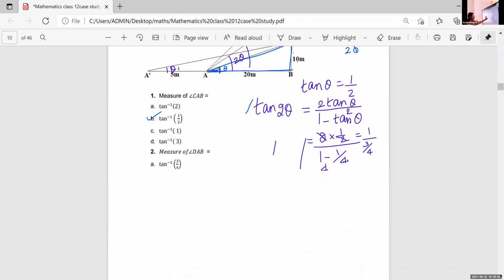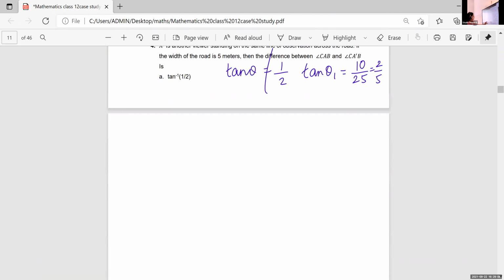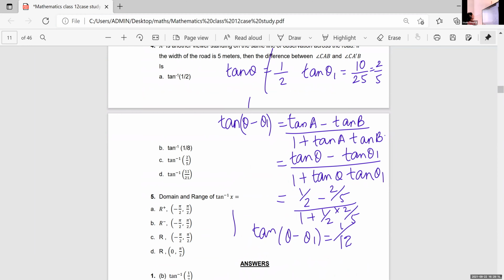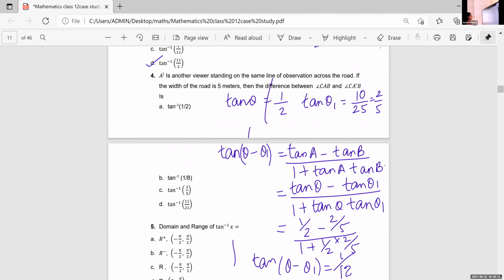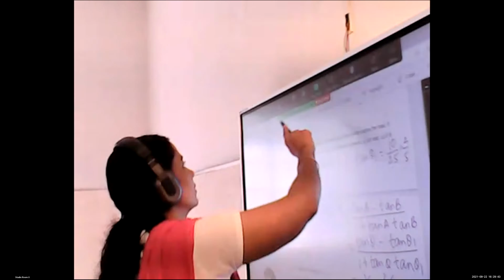Now what is the second part? A dash is another viewer standing on the same line of observation across the road. If the width of the road is 5 meters, then the difference between the angles is... Whether we applied the correct formula? If I take tan of theta 1 minus theta 2, will you be getting the answer? We are not getting the option here. Okay, next period we will discuss that one.